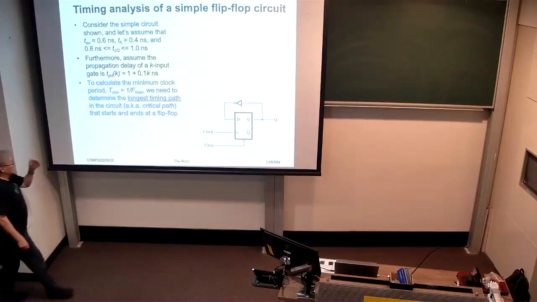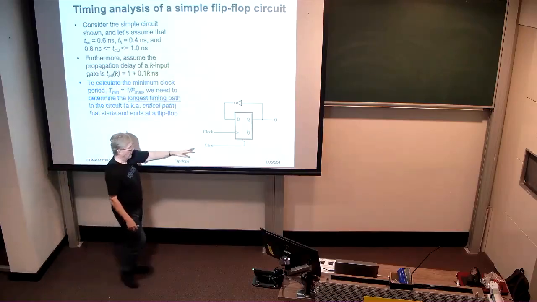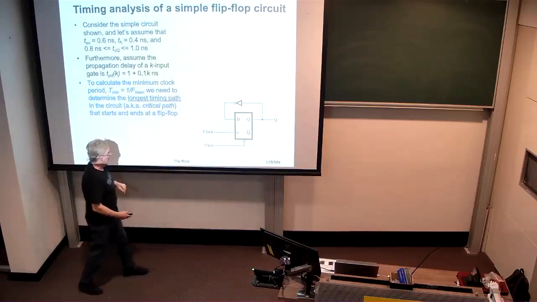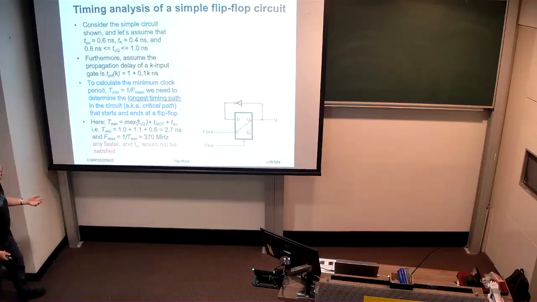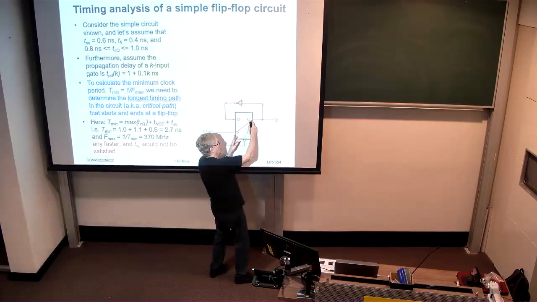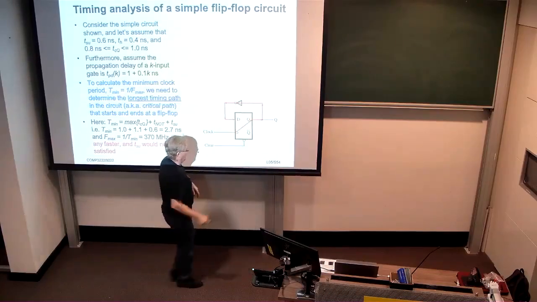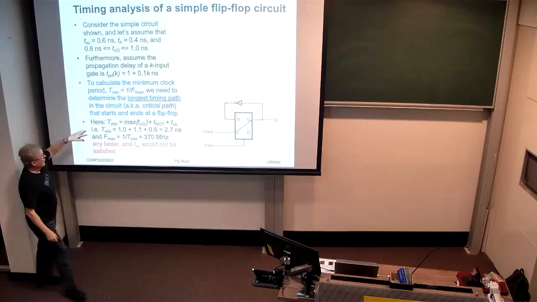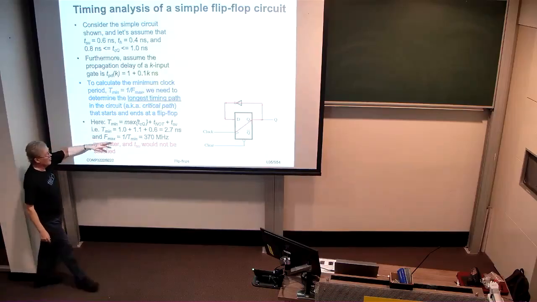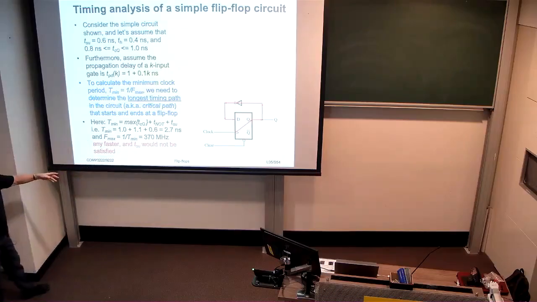So if we want to figure out what the minimum period or the maximum clock frequency is for this circuit, we have to figure out what the critical path is. In this case, it includes the maximum clock to Q propagation delay plus the delay of the inverter and the setup time of the flip-flop. When we add all of those parameters together, we get 2.7 nanoseconds, and the reciprocal of that is 370 megahertz.